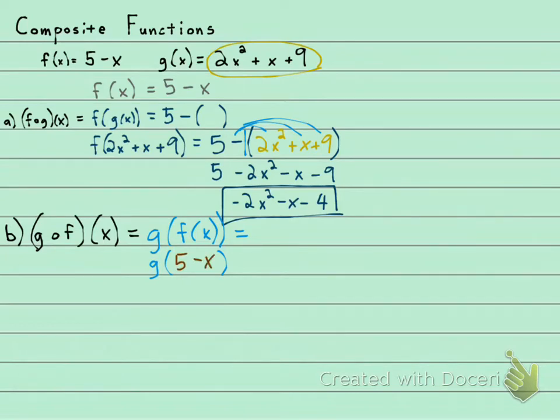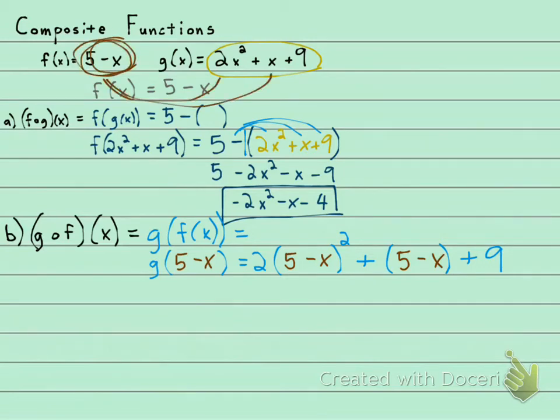So if we look at the g function, the g function is 2x squared plus x plus 9. Everywhere where I saw an x, which was here and here in the g function, I'm just going to plug in 5 minus x. So I have successfully plugged the f function into the g function. Now I need to do the math.